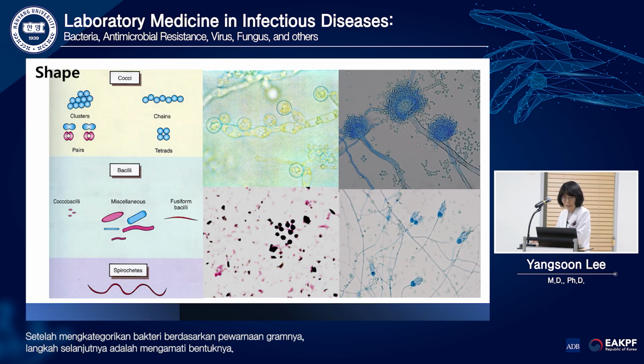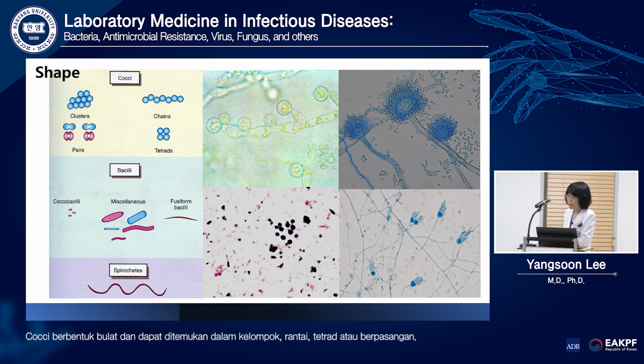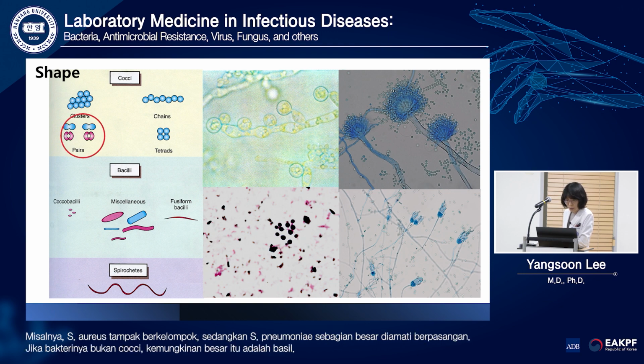After categorizing bacteria based on their gram stain, the next step is to examine their shape. Cocci are round and can be found in clusters, chains, tetrads, or pairs. For example, S. aureus appears clustered, while S. pneumoniae is mainly observed in pairs.